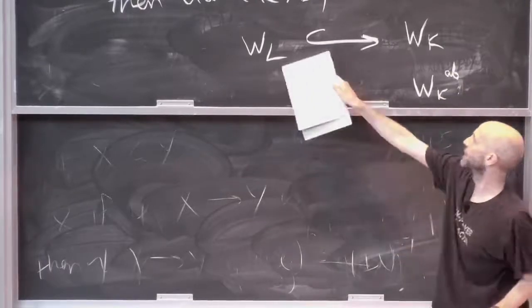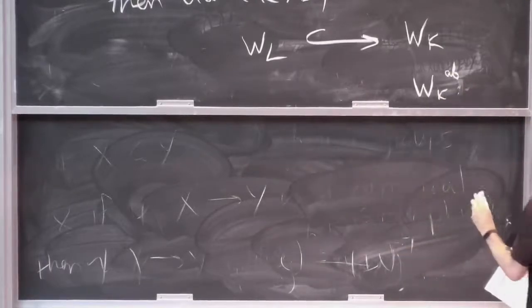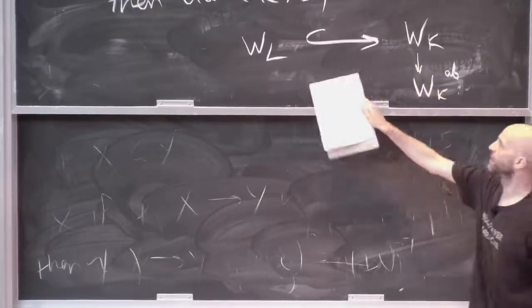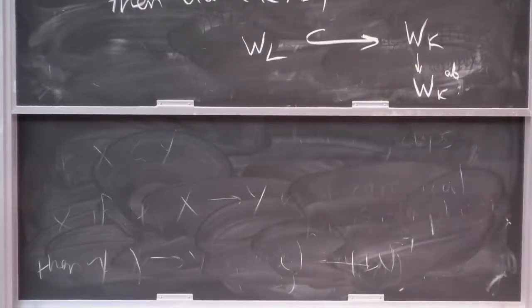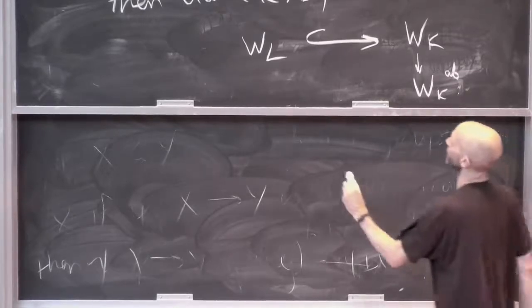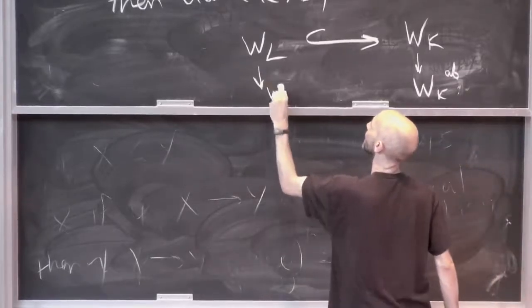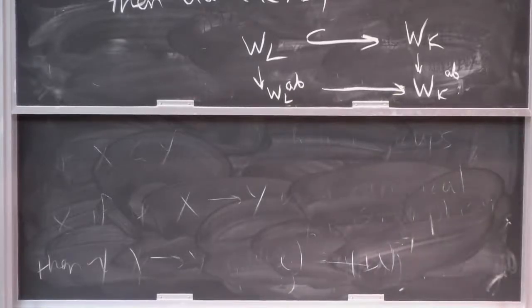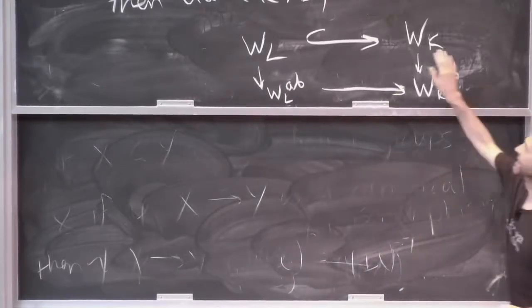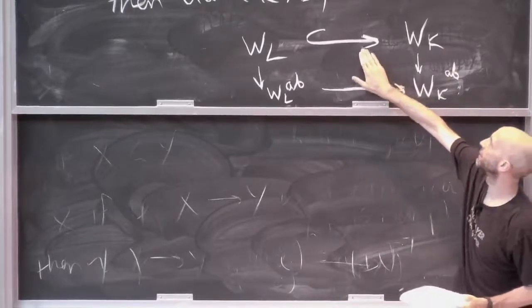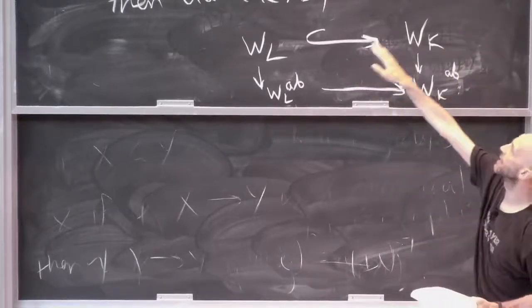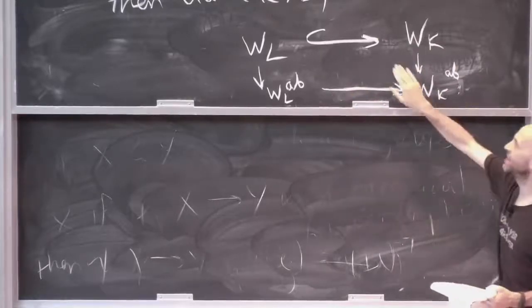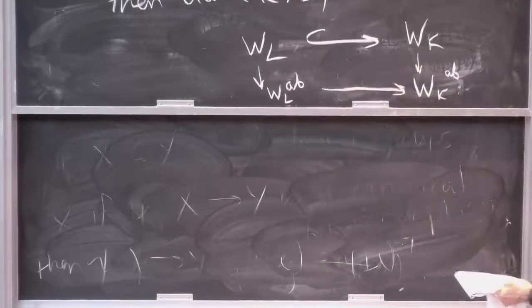And the image of WL in WK^ab will be Hausdorff and abelian, so it will factor through WL^ab. There's going to be a map from WL^ab to WK^ab. And this map from WL to WK is an injection. That's just the fundamental theorem of Galois theory: I replace K by a slightly bigger field, I get a smaller Galois group. But when you abelianize everything, that injectivity is lost, if you think about it.